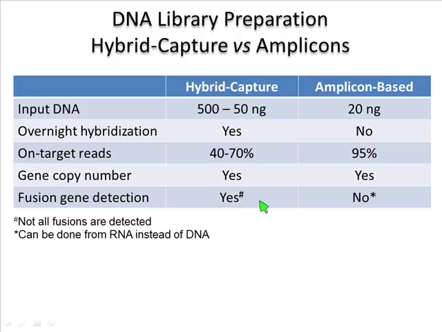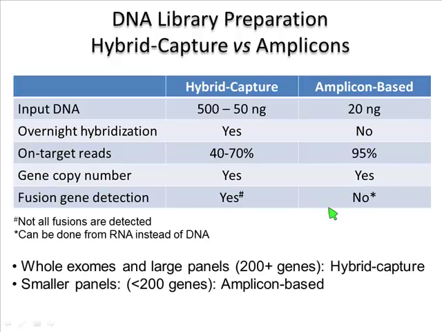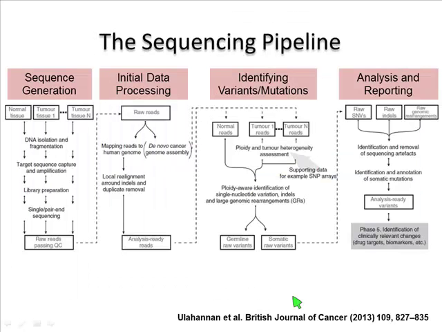Now, how about fusion gene detection, translocation products? Well, you can pick those up by hybrid capture, not so much with the Amplicon-based approach. So this is a significant disadvantage for Amplicon-based approaches, and in our laboratory, we still use FISH as a backup for that. Now, when you look at what's being done across laboratories around the world these days, those labs that are doing whole exomes and large panels are generally using hybrid capture, whereas those labs that are doing smaller panels are generally gravitating towards the Amplicon-based approach.